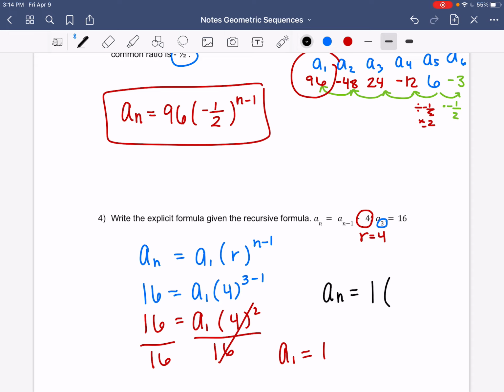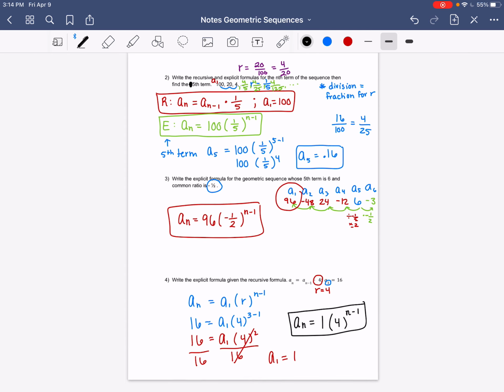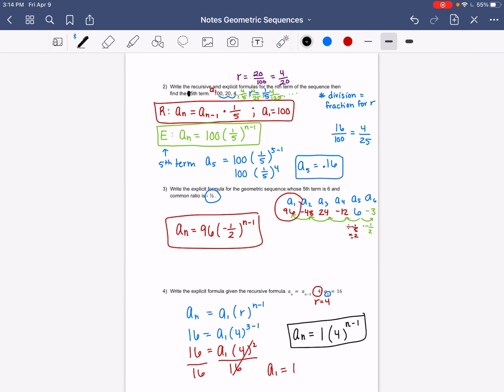When I plug that back into my problem, I get a sub n equals 1 times the common ratio, 4, to the power of n minus 1. Technically, you don't even have to write the 1. And that's my answer. So again, geometric means your pattern is multiplying by a number over and over. To be able to find it, you can just divide a term by the term that comes before. Pretty easy to plug them into the formulas.